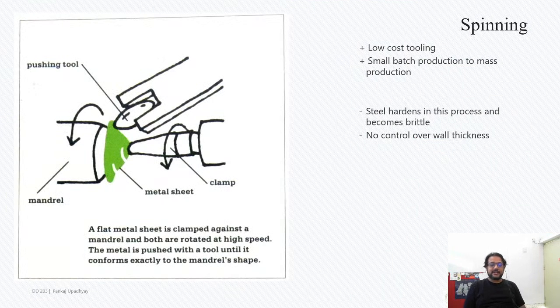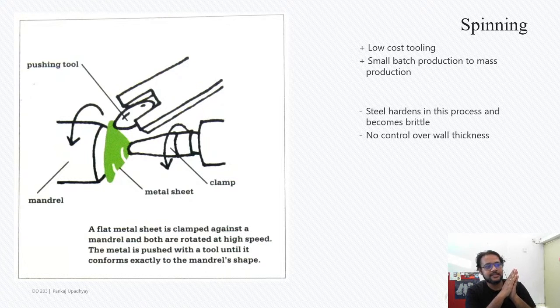Let's take a look at another process, and this one is called spinning. Now we have slowly transitioned into the manufacturing processes which are mostly used in sheet metal. The first one was impact extrusion, which was not really for sheet metal but thicker blocks. But as you go towards sheet metal designs, then these forming processes are mostly used, and there are a lot of forming processes for sheet metal.